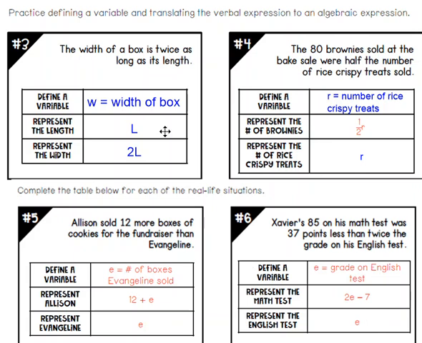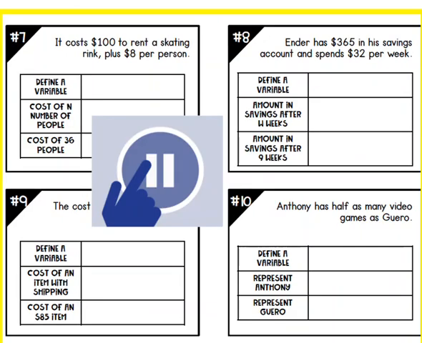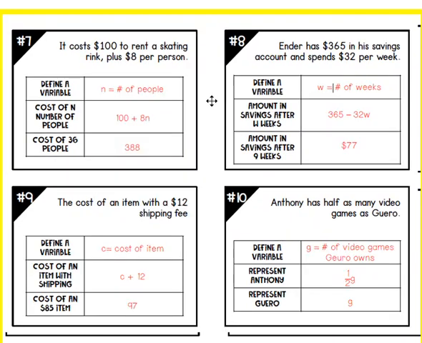So if we're looking at situations, we need to be able to understand how to represent them. We need to understand what we know and what we don't know. And that's what helps us define our variables. I want you to try 7 through 10 right now, and then pause it when you've given it a shot and come back and see how you did. All right, see how you did.